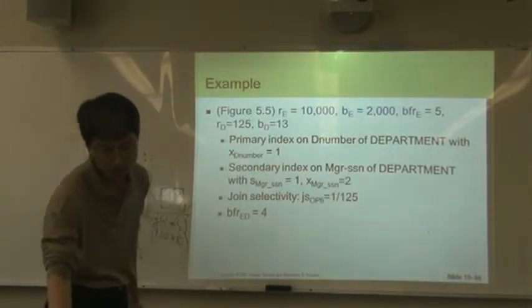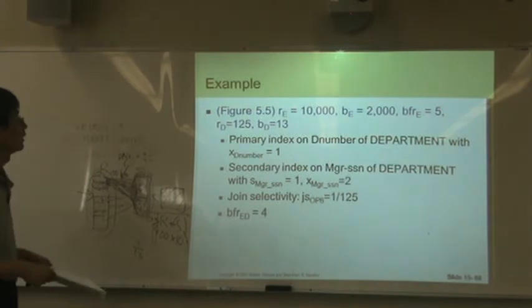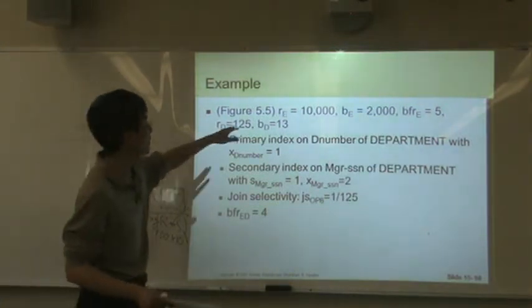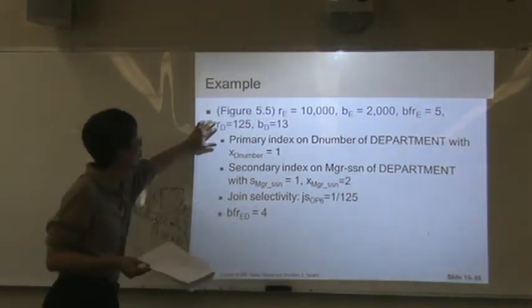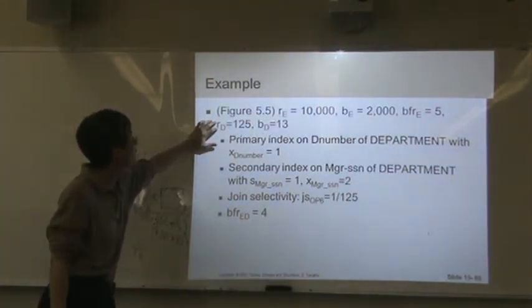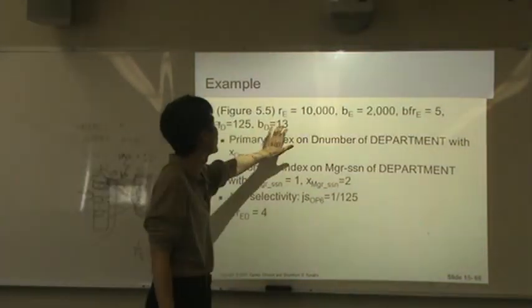So this is the join operation. Let's take a look at an example of that. We are going to use the same table as before, and here we need another table, in this case the department table. The number of departments is 125, and we need 13 blocks.